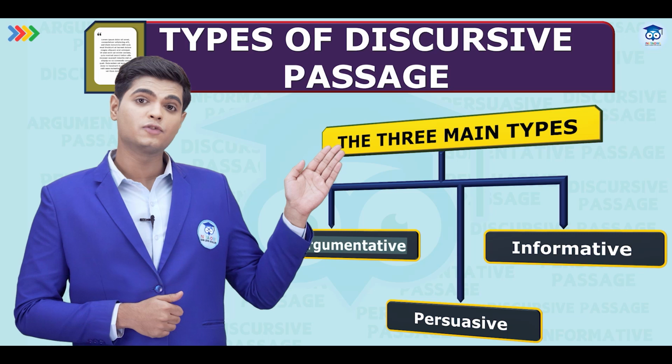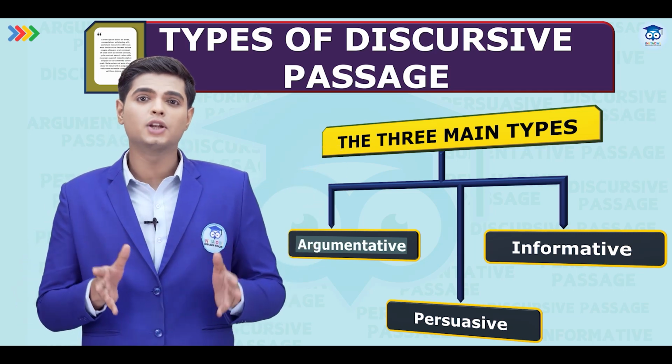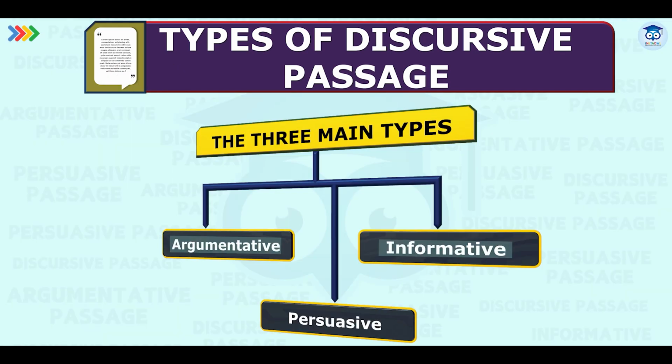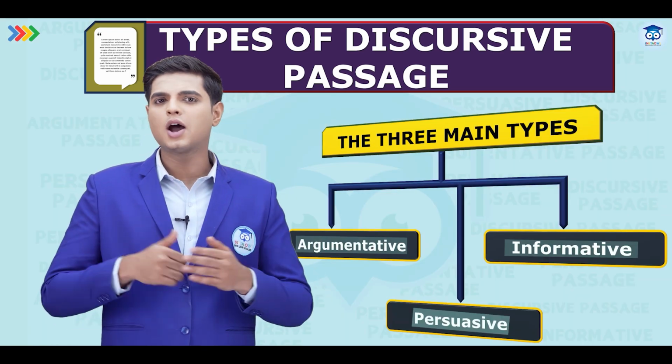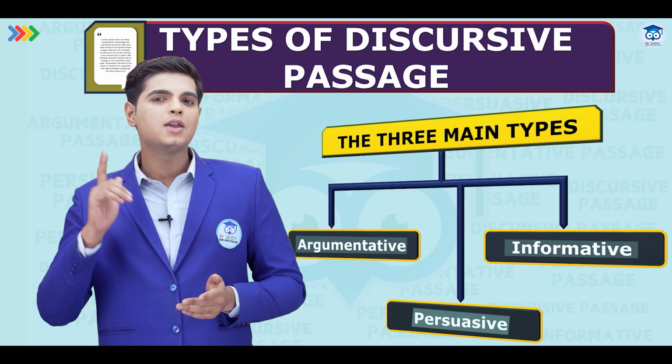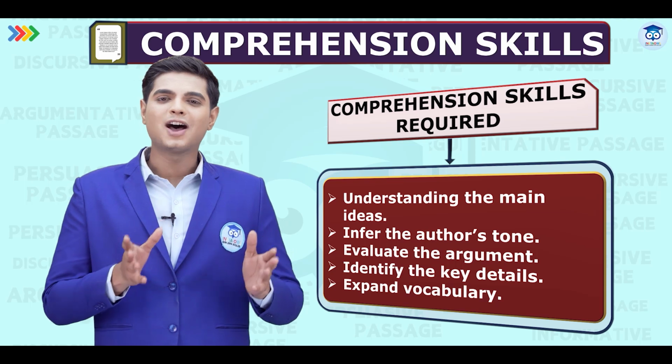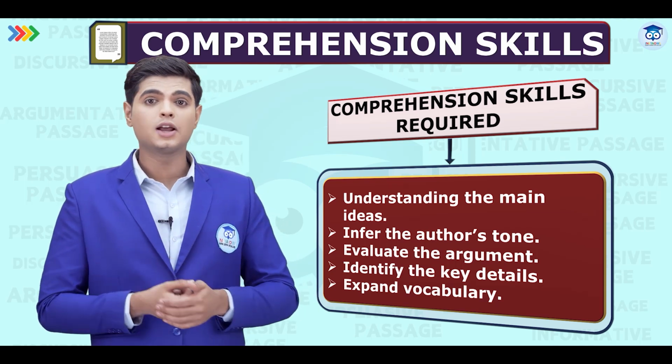First is the argumentative passage, where the writer takes a clear position and defends it strongly with evidence and reasoning. Next, we have the informative type, which presents different viewpoints fairly and aims to provide a balanced understanding without pushing a particular opinion. Finally, there's the persuasive passage, which tries to convince the reader to agree with the writer's perspective using emotional and logical appeals. Knowing these types helps you identify the writer's purpose and approach, making it easier to comprehend and analyze the passage effectively. To tackle discursive passages well, some key comprehension skills are required.